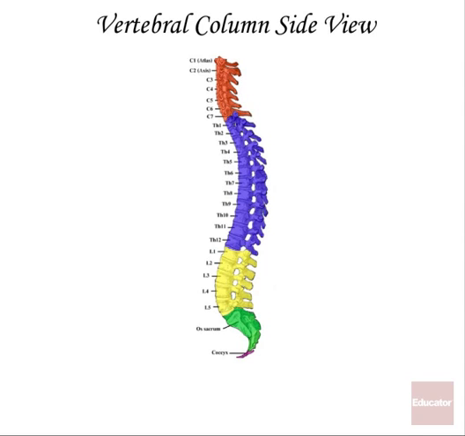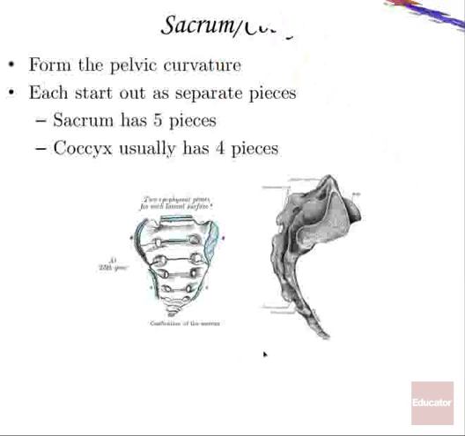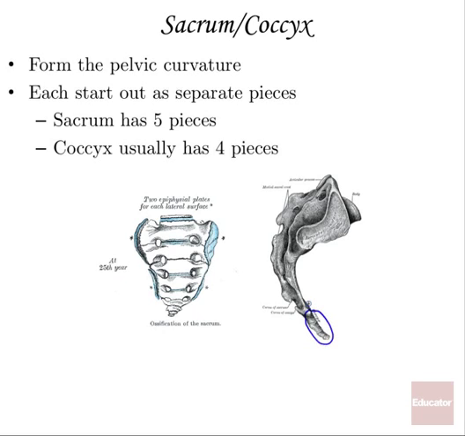But you can see that these curvatures, 1, 2, 3, 4, it's very wavy. From the front and back, it should look straight, but from the side, these curvatures help give us our posture. And here's that pelvic curvature. The sacrum and coccyx. The coccyx is a very small portion of it. It's right here. And the rest of it is the sacrum. So right here, coccyx, the rest of it is the sacrum.